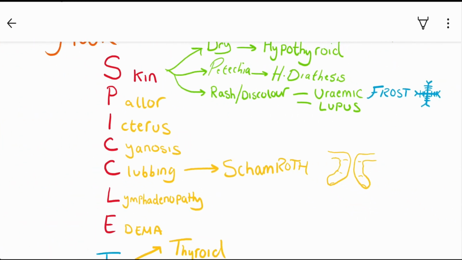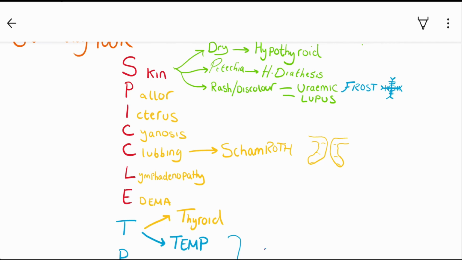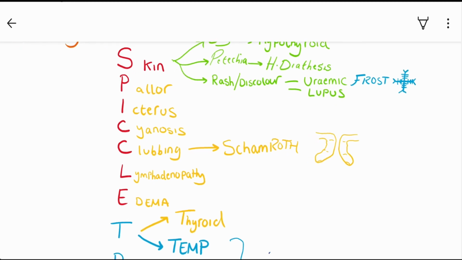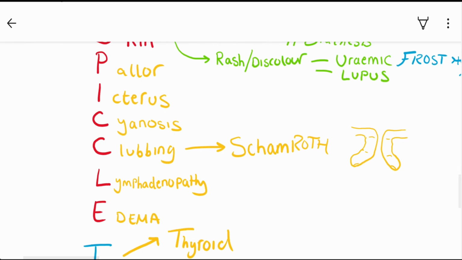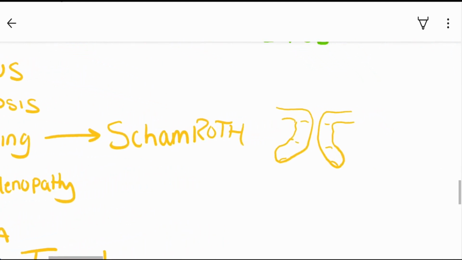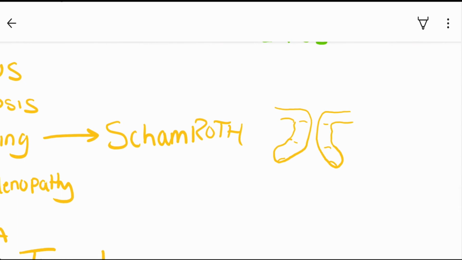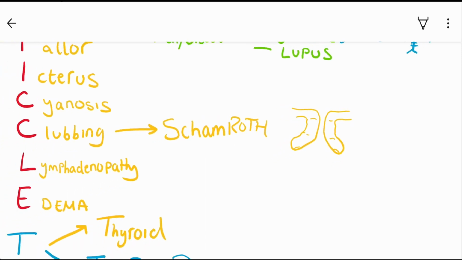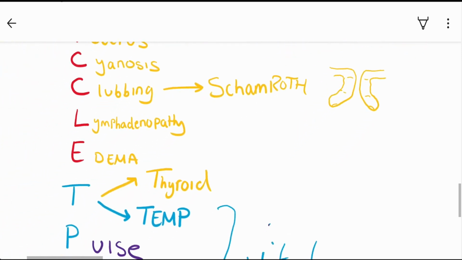So carrying on, P for pallor, I for icterus, C for cyanosis. Cyanosis can be peripheral or central, okay? That's why you want to look at the face, the oral cavity, and the things like the hands, the nail bed. Moving on, we said cyanosis, clubbing. All right, so a very simple test you can do is Schamroth's test. All right, place the patient's fingers together. Try and look for the window.